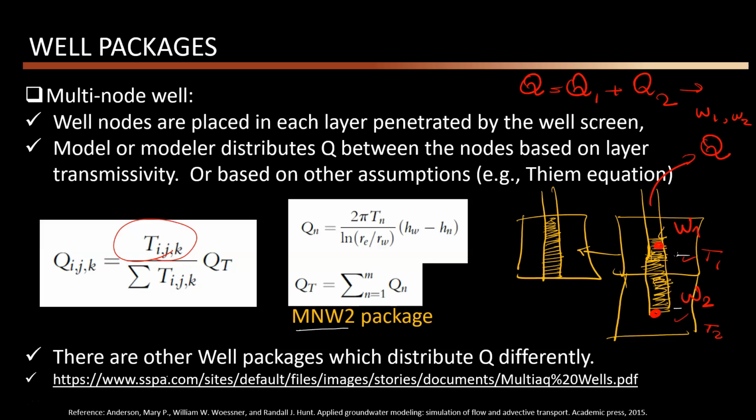For example, in the MNW2 package, it uses the Thiem equation, which you've learned, and you can look at the textbook and learn what the Thiem equation is. But they use this equation and somehow distribute the Q and W into multiple cells. So, these are the multi-node well packages that we usually use.